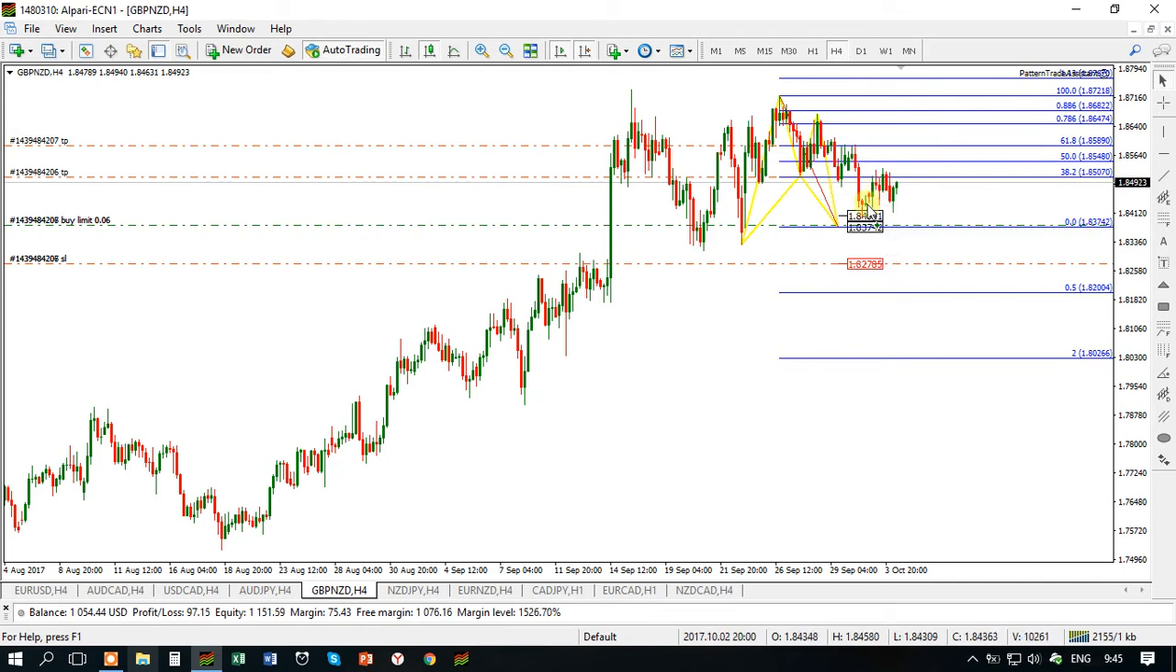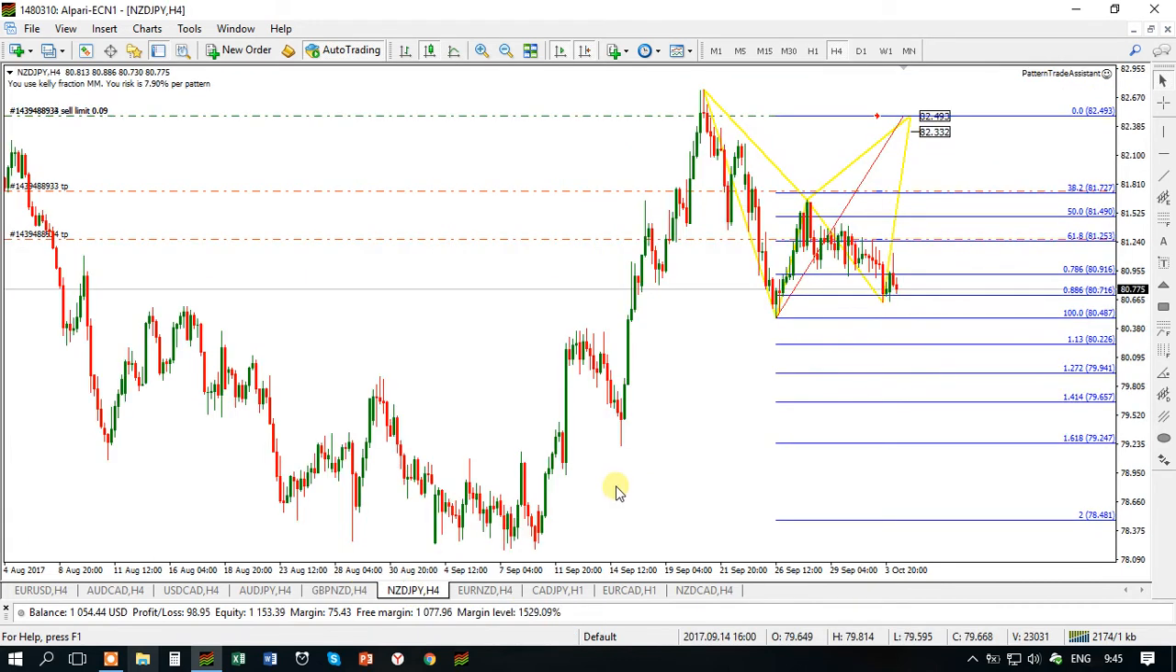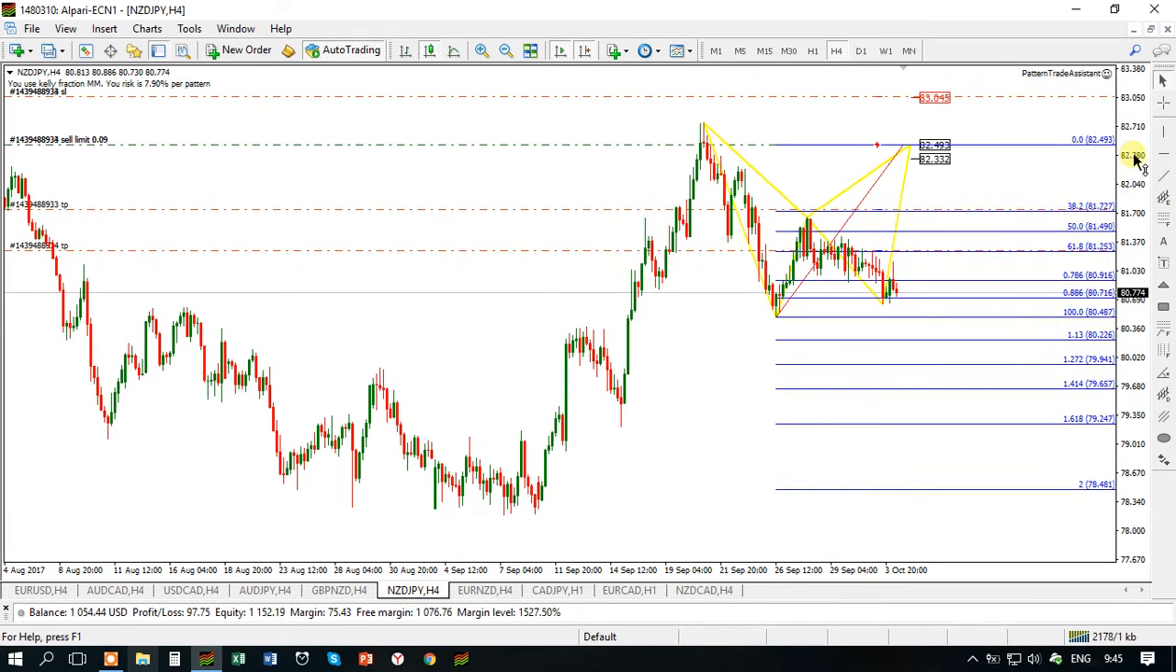Pound New Zealand, if you use the 90% rule, you should skip this pattern because it already hit 90 and went to hit targets. Right now I am expecting price to hit this level once again to be executed. New Zealand Yen, very far from completion, but still you can have my numbers to set your trade as well.